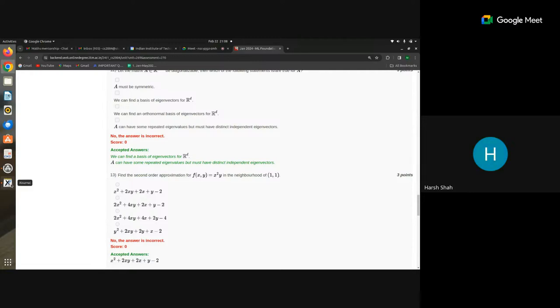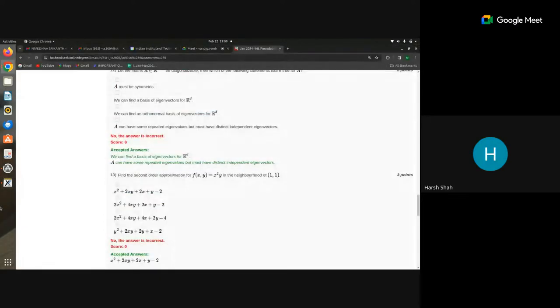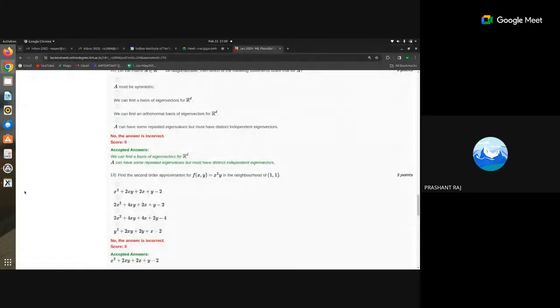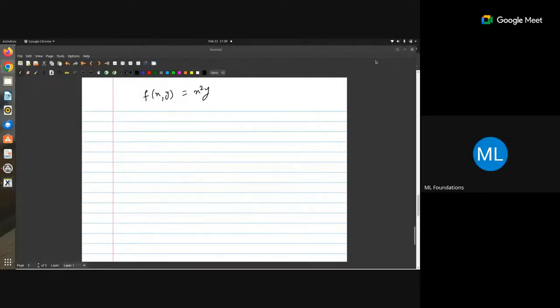Sir, is it possible they'll ask this second order approximation also? Yes, there is a possibility. But sir, in the lecture video, the professor just showed one example and moved forward. One example is there, it's enough, right? He just came up with the formula, wrote it, solved it, and completed it. He also told that in this course, higher order approximations will not be used. It's okay, it's not difficult. Don't worry about it.